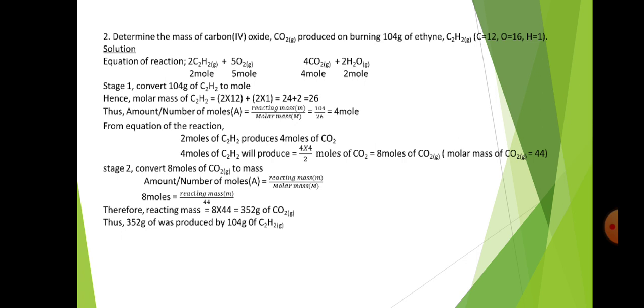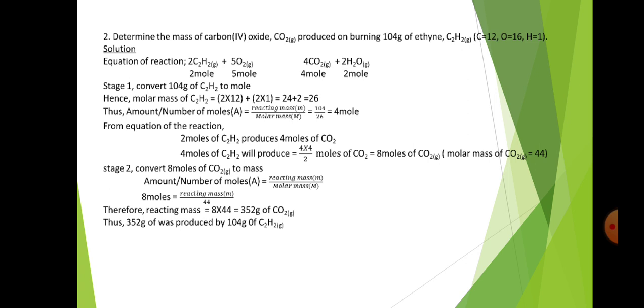Now, the first stage here, like we did in the first example, is to convert the mass of ethane to mole. What is mole? Reacting mass over molar mass. The molar mass of ethane is 26 grams per mole. So when we convert the 104 grams of ethane to mole, that gives us 104 over 26, which is 4 moles. Now, going back to the equation of the reaction, we can deduce that 2 moles of ethane produce 4 moles of carbon(IV) oxide.